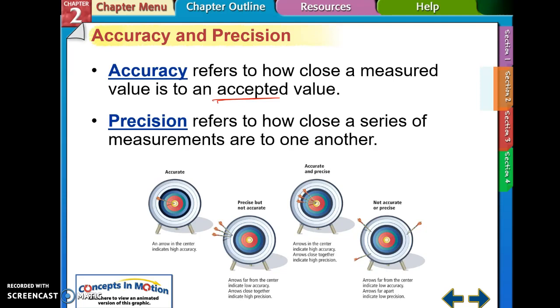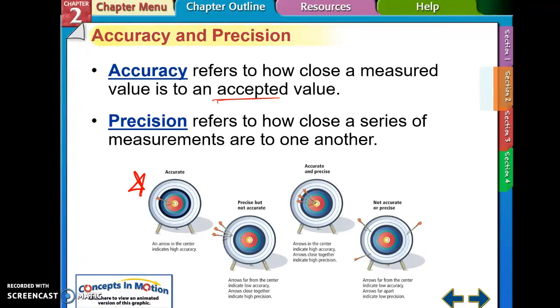So accurate means you're hitting the bullseye. Okay? That's this first one right here. I can be precise but not be accurate. So you're precise if on every single test you take, you make a 60. That's precise. But are you being accurate? No. So precision is when you hit the same thing every single time, but you're not hitting the target.